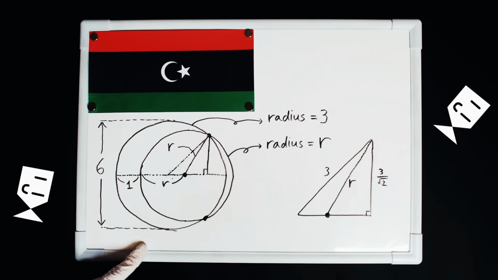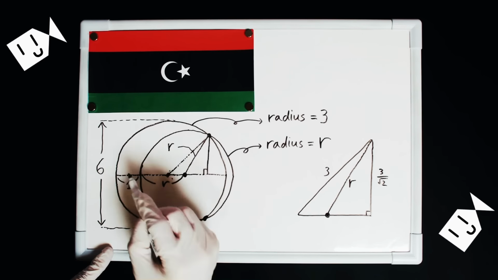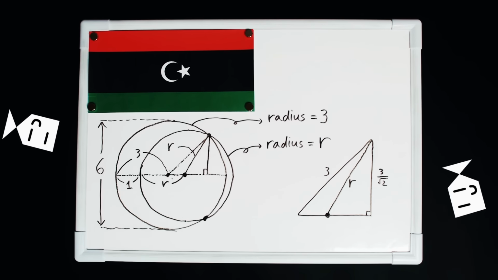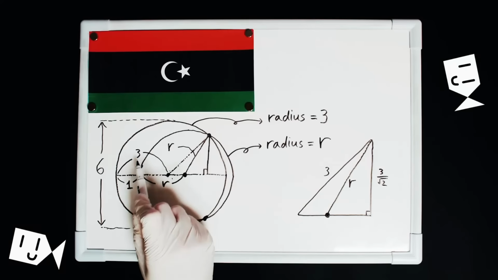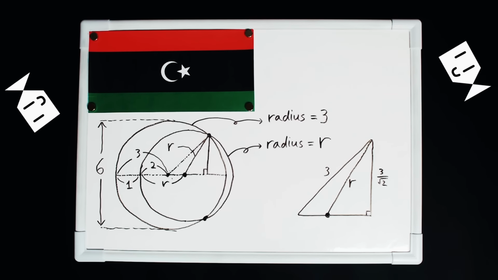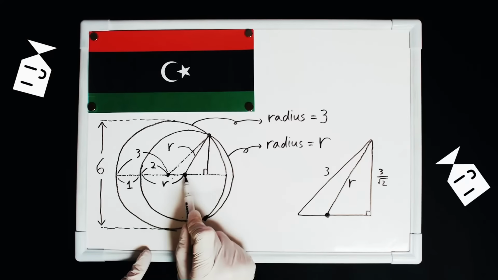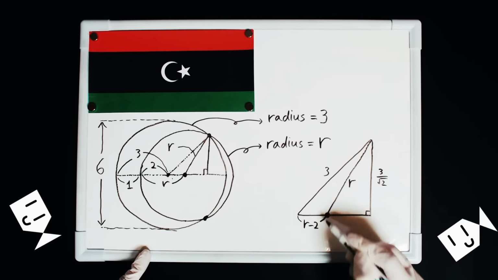Now watch this. The first circle has radius 3, right? So it's 3 from the edge to the center. So the length of this little part is 3 minus 1, so 2. Now the length of this little part is r minus 2. Let's write that here because it's getting cramped.